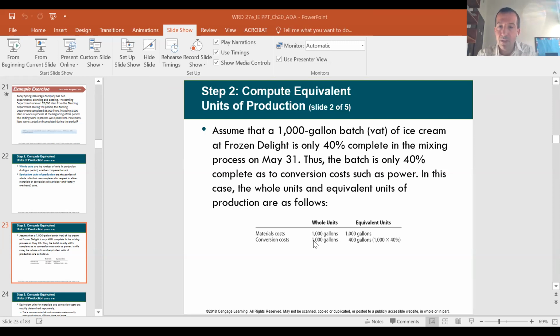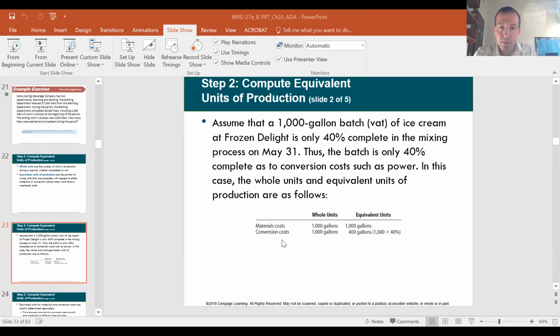Because of that, the equivalent unit is going to be 400 gallons, which is the 1,000 gallons multiplied by the equivalent unit, which is the completion percentage. So the 1,000 gallons is then transferred or is equated to 400 equivalent units. So 400 completed units.